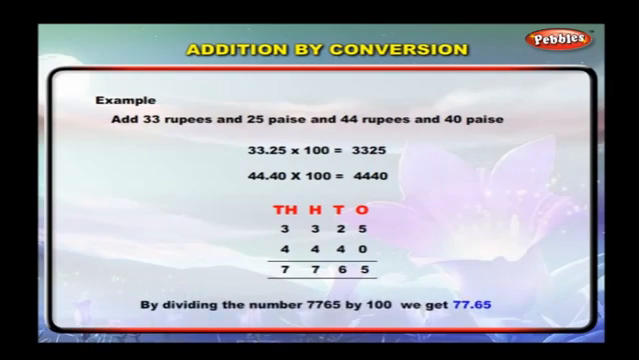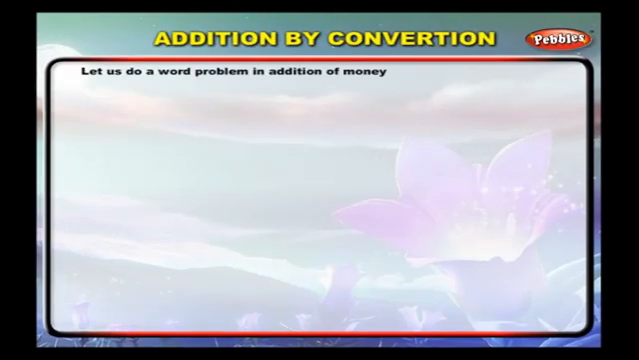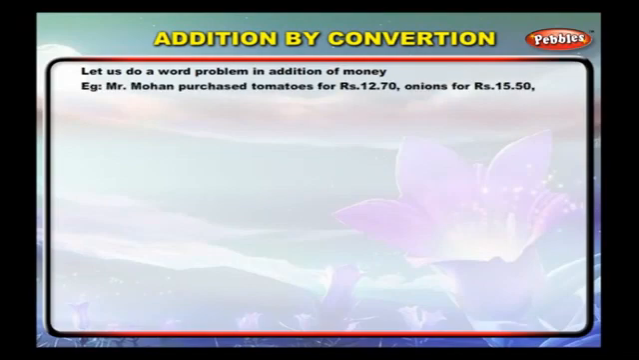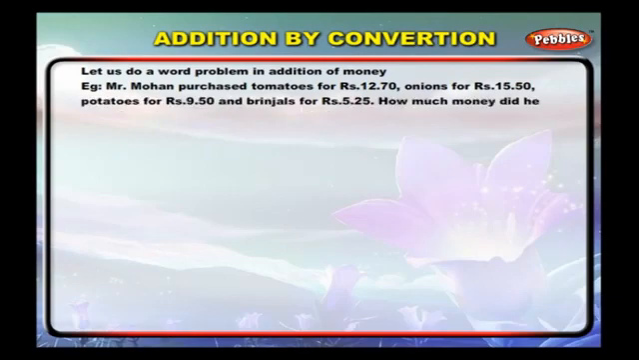That is, by dividing the number 7,765 by 100, we get 77 rupees 65 paise. Let us do a word problem in addition of money. Mr. Mohan purchased tomatoes for 12 rupees 70 paise, onions for 15 rupees 50 paise, potatoes for 9 rupees 50 paise, and brinjals for 5 rupees 25 paise. How much money did he spend in total on vegetables?